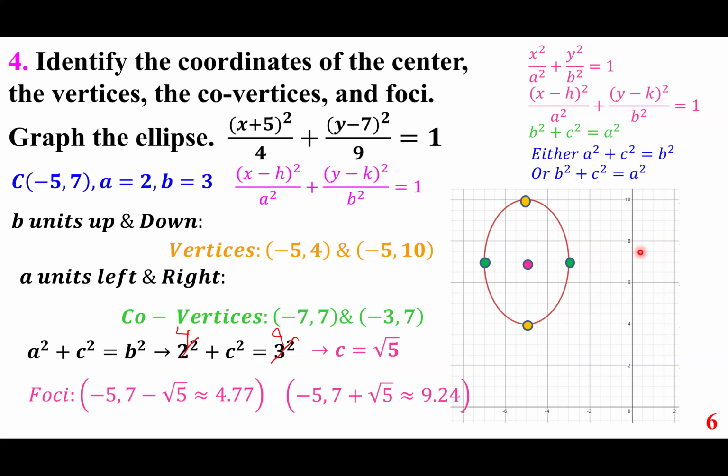So this is 8, this is 9, 9 1/4 is roughly here. And 4.77 is roughly here. So those are the two pairs. This is a rough estimate. It's not exact, of course.